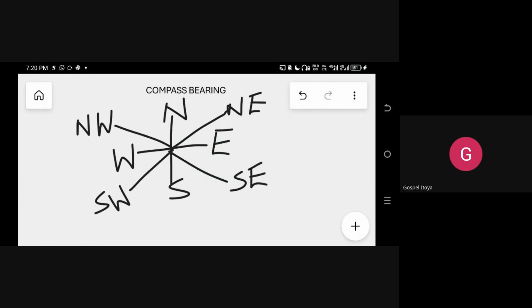The secondary points are the northeast, northwest, southeast, and southwest. Those are the positions between north and east; you call it northeast. The positions between north and west, you call them northwest. The position between south and west, you call them southwest. Then the positions between south and east, you call them southeast.